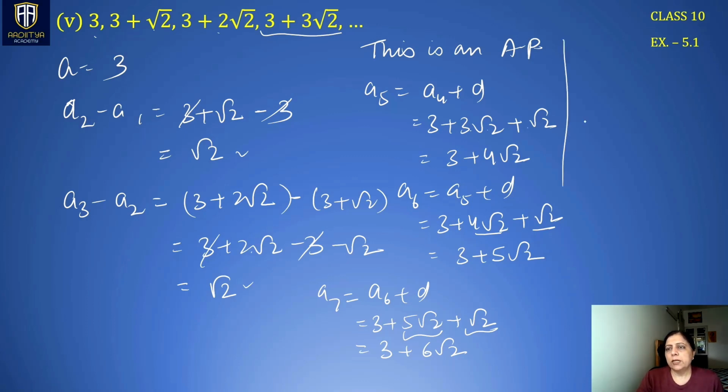Right? So the three terms here are 3 plus 4 root 2, comma, 3 plus 5 root 2, comma, 3 plus 6 root 2.